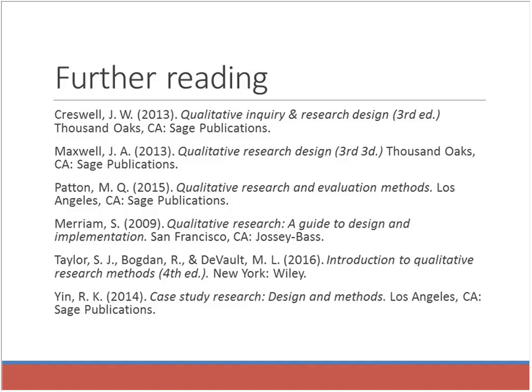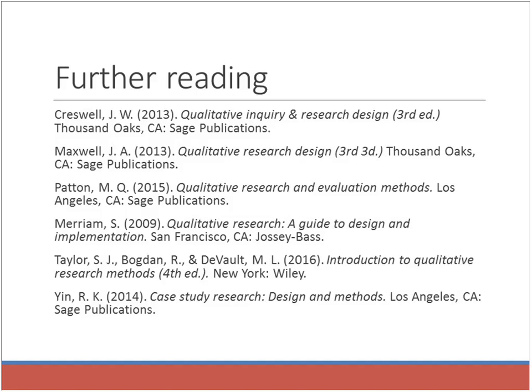Patton is a great book. It's focused particularly on qualitative research and evaluation methods. So if you're involved in some sort of evaluation and you want to use qualitative research methods, this is an excellent book for thinking about how to use qualitative research methods in the context of an evaluation. Merriam is another just excellent overview of qualitative research methods more generally.